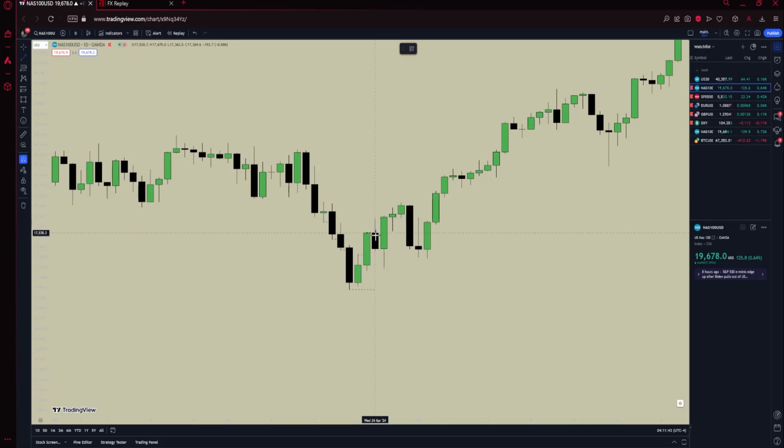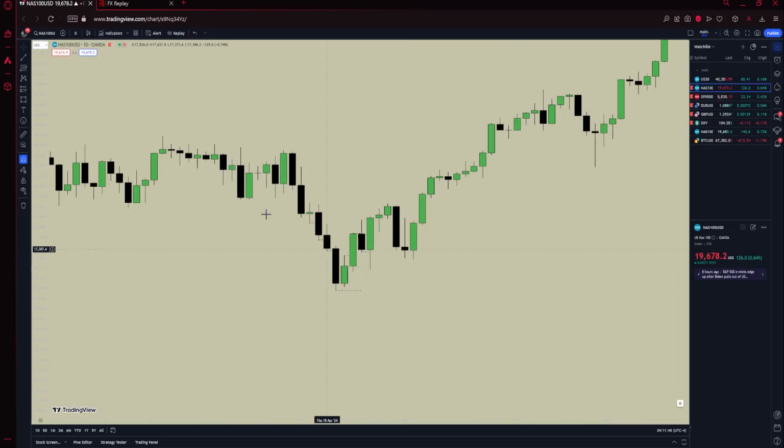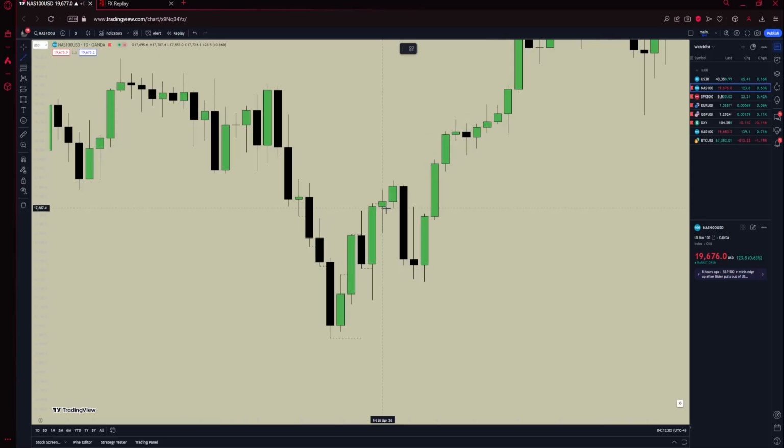We don't close with a body, we close with a wick. Therefore, our draw on liquidity is previous day low, right? Just like that. Now here, again, we get our wick close bullishly. What does that mean? Our draw on liquidity is previous day highs, which we take. Now here, since we do close with a body, as you can see right there, our draw on liquidity is previous day highs, which we take.